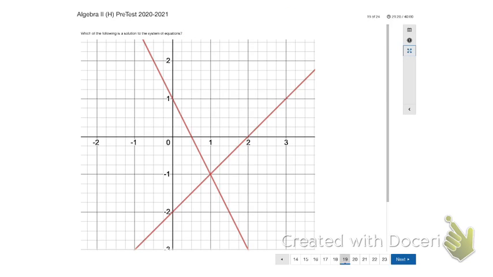All right, the solution to the system of equations, this hopefully was a super easy question for you. It gives you the graph. All you need to understand is what that means. The solution is the intersection. The intersection is 1, -1, or x equals 1, y equals -1. Our second unit is going to have a lot of systems in it.